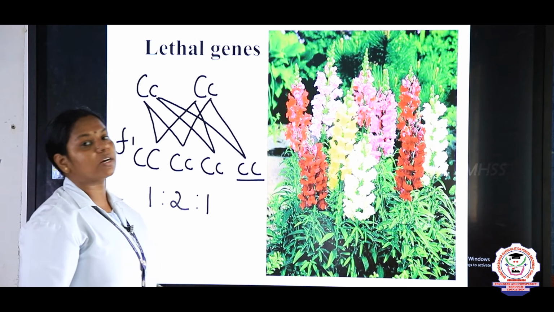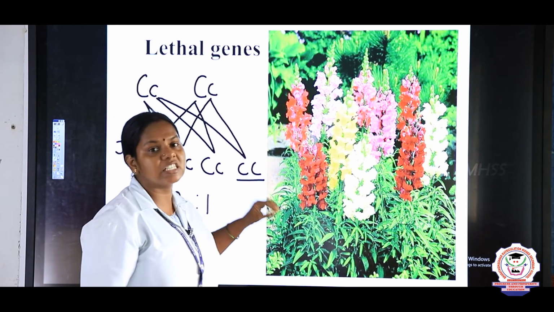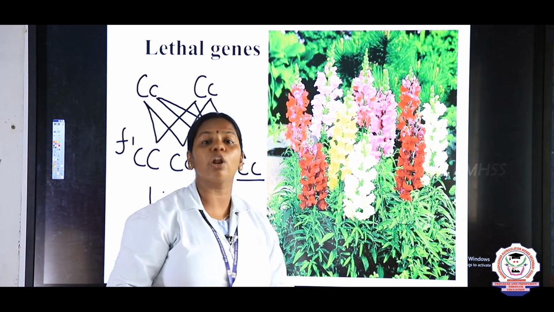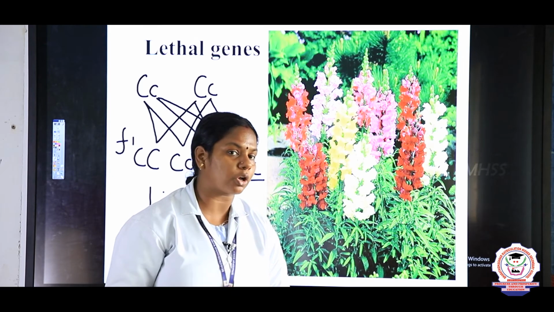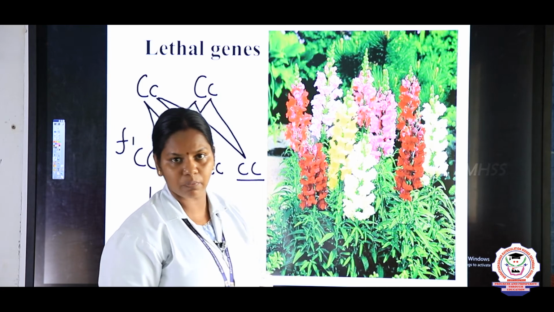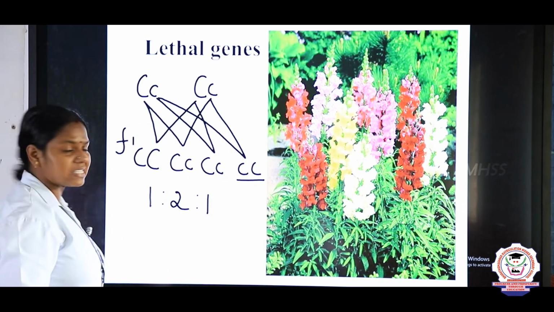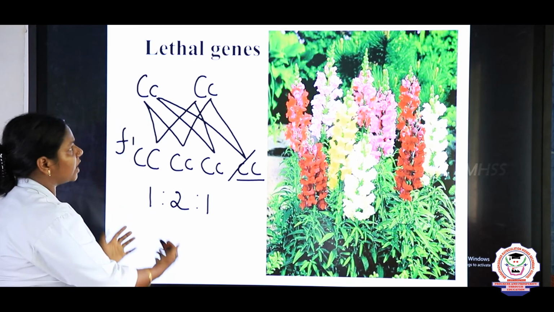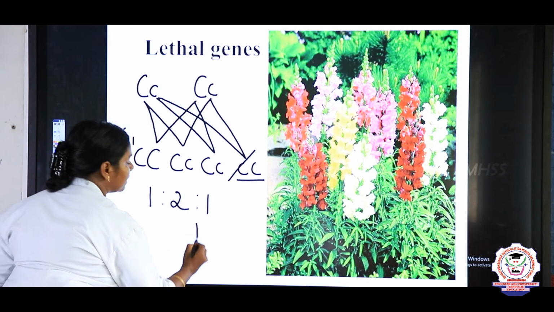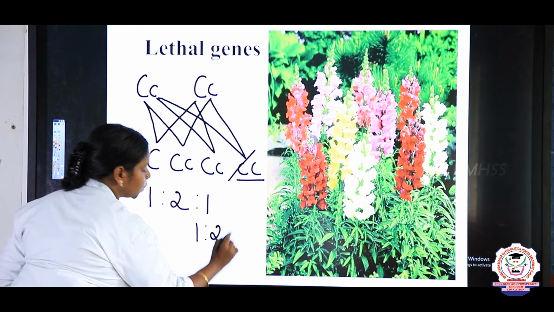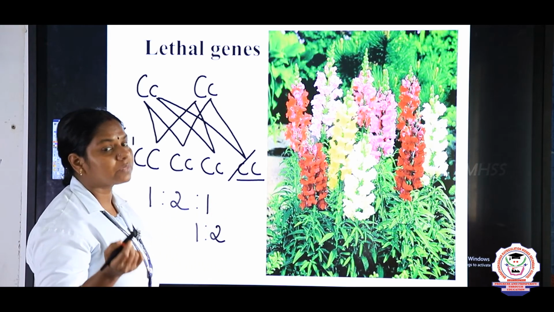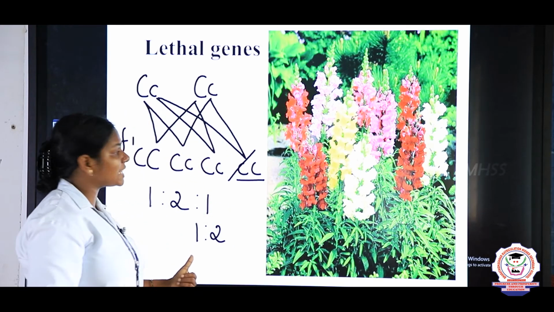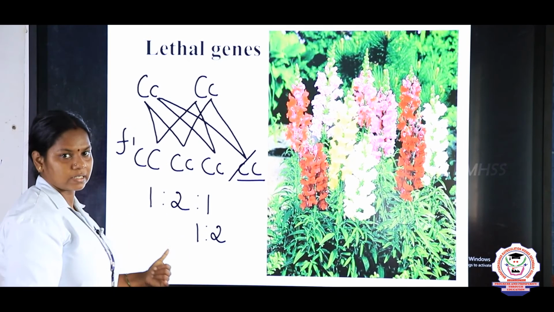But this white plant will not survive because the lethal gene present inside will not produce chlorophyll. Without chlorophyll a plant cannot survive. So automatically the recessive plant dies, and the expression of the lethal gene will be only 1:2. So what is a lethal gene, children? The gene which is responsible for the death of the plant, we call it a lethal gene, right?